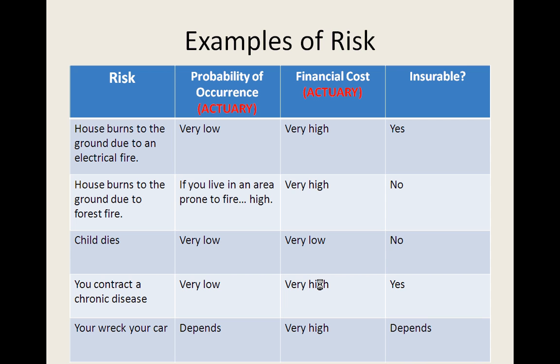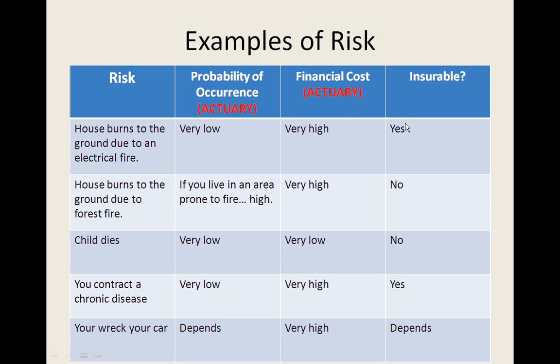And let's look at some examples of risk. The first one is that a house burns to the ground due to an electrical fire. The probability of that occurring is very low. The financial cost to the person that it happens to is extremely high. It's disastrous. So it wouldn't be a good idea for that person not to mitigate that risk. This is an example of insurable risk.